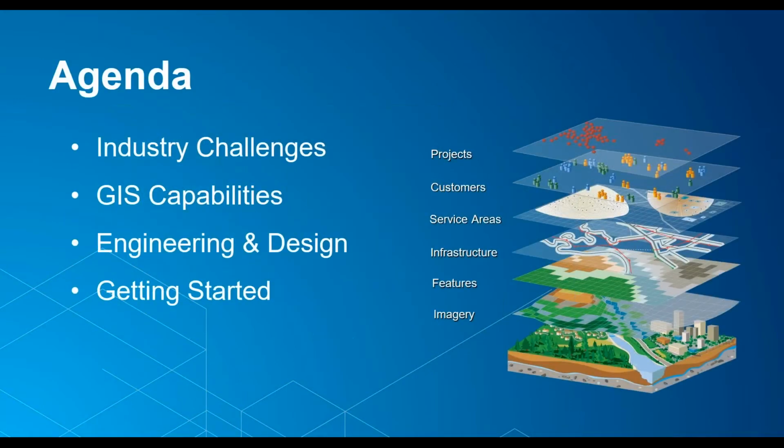What we'll be covering today is first looking at some of the industry challenges. We talk to a lot of customers and they give us feedback on the challenges they have when it comes to engineering and designing new plant. Patrick then will be covering some of the GIS capabilities and the technology and how we can improve those processes. And then we'll turn it over to Kyle for engineering design before closing out with Patrick Hulls, who will be covering how to get started.